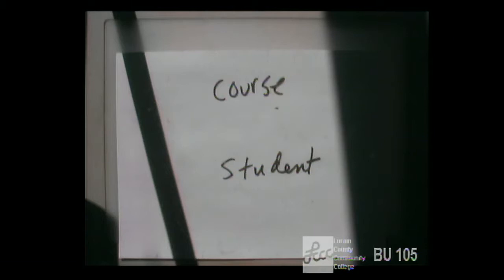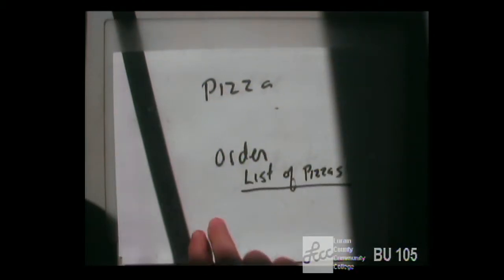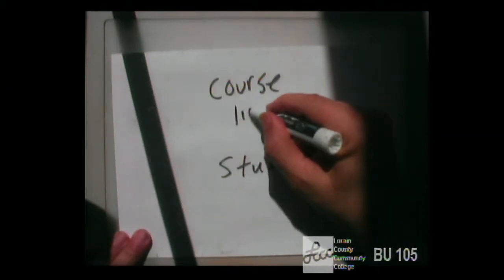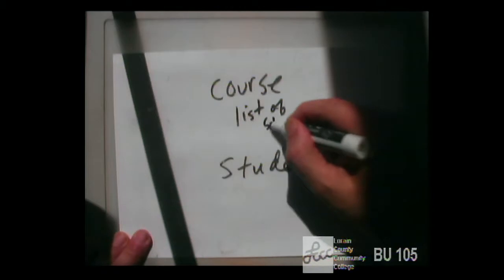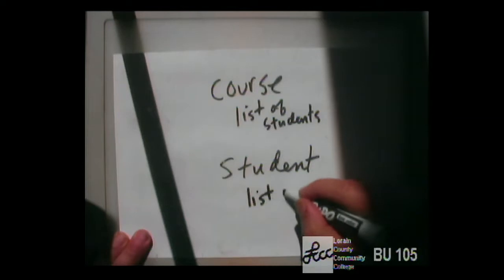Because it is valid and reasonable to say a course has a list of students, right? I could list the class roster and have the 10 or so students that are in this class. Or I could say a student has a list of courses. Both of them are reasonable statements. It's not like the pizza where an order has pizzas, but a pizza doesn't have a list of orders. A course could have a list of students. And a student could have courses.